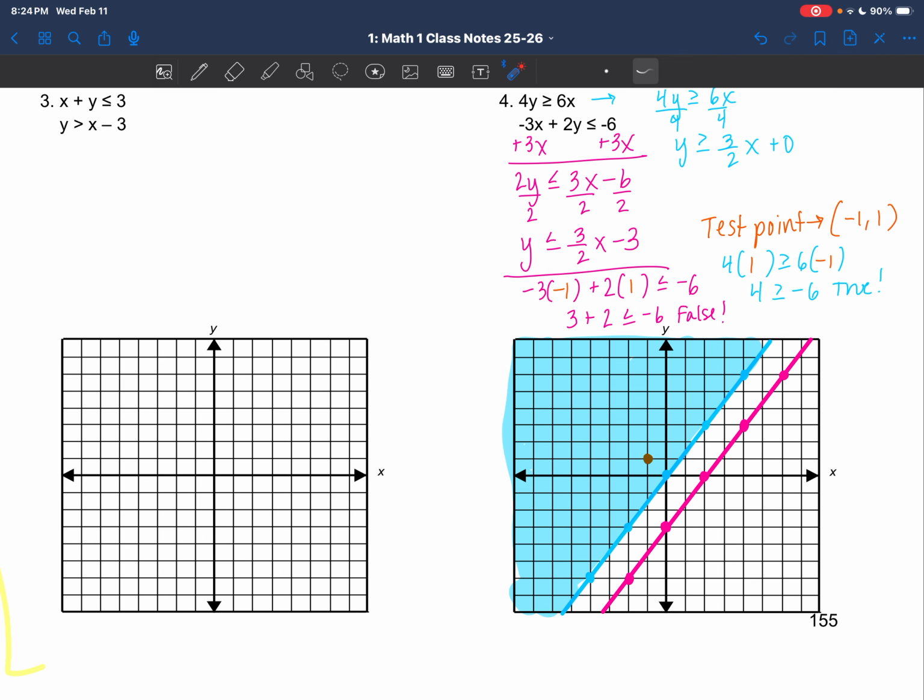For pink, I took my X and my Y, and I plugged them into the original equation. And so now I also got false. So I'm not shading this direction, I'm going to shade this direction. So in this case, you're going to have an open area in the middle, so there's really no solution because it doesn't overlap.